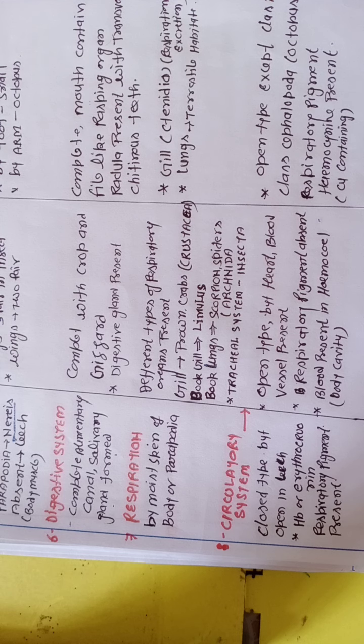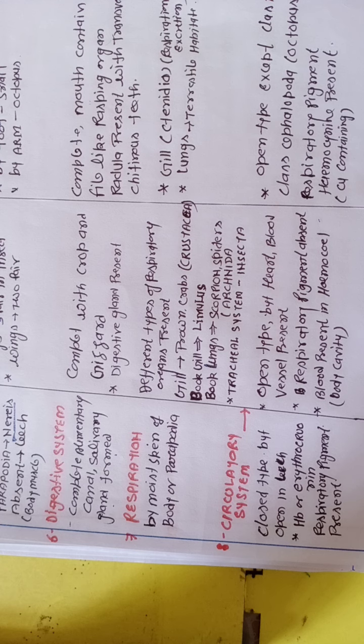Similarly, in Mollusca, it is open type except in class Cephalopoda. In which class? Cephalopoda. In class Cephalopoda, octopus is one animal. So what kind of system does octopus have? Closed type of blood vascular system. Otherwise, all the molluscans have open type of blood vascular system.